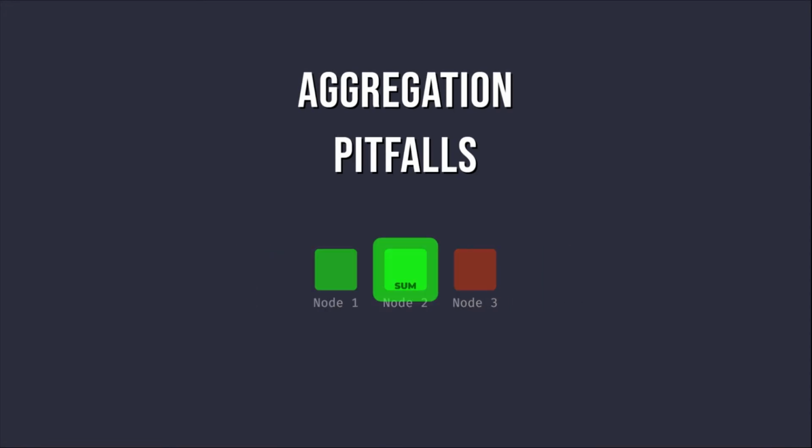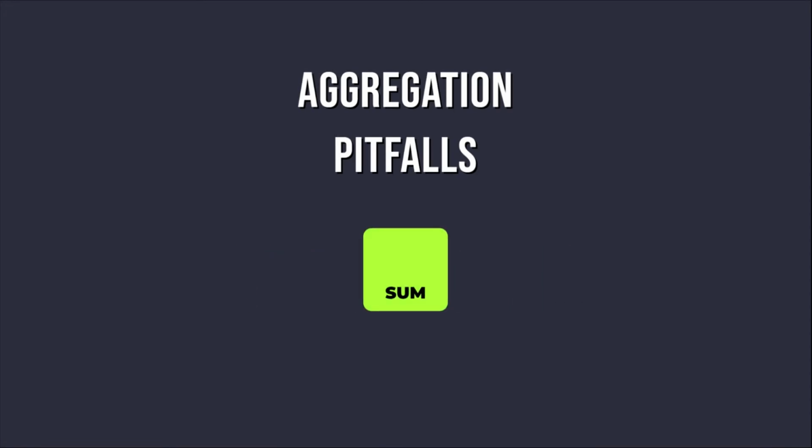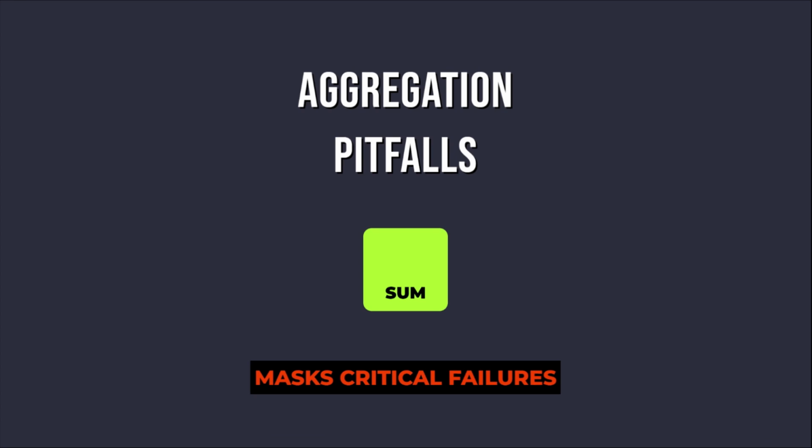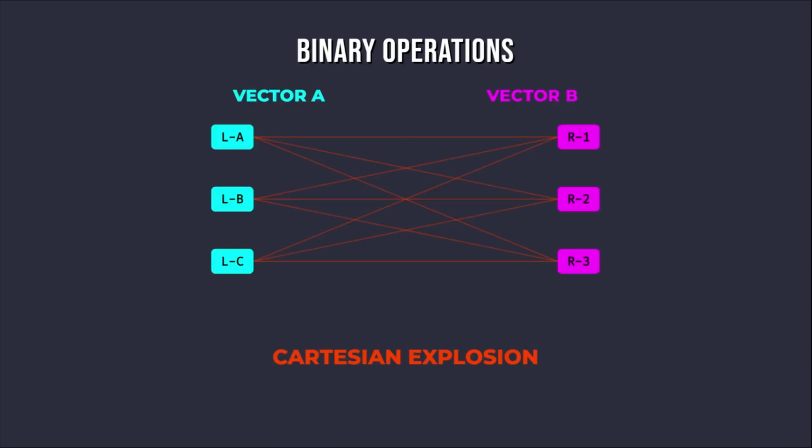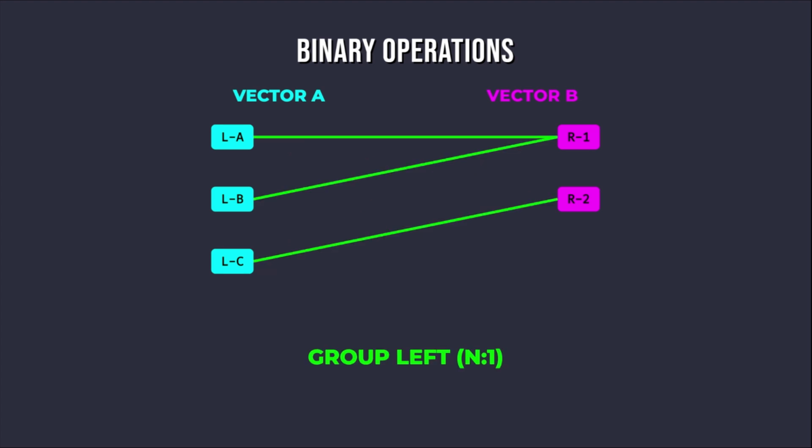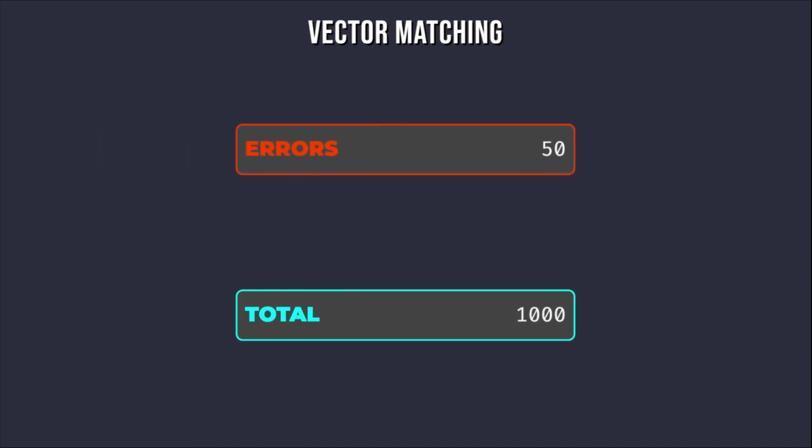Simple sum metric aggregates across all dimensions, often masking critical service degradation. When calculating request rates across multiple instances, failing to use group left or group right during binary operations results in Cartesian product explosions or dropped series. To accurately derive per-service error ratios, you must first align the success and failure vectors using explicit label matching.